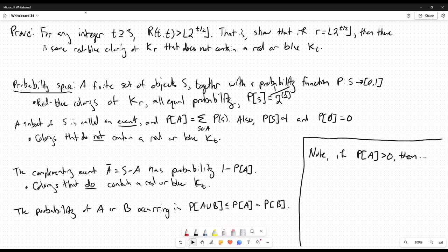And we'll actually get to that later. First, I want to make a note. If I have something that has a probability greater than 0, what does that tell me? Well, what it tells me is that when I'm taking this sum, there had to be at least something in that sum. So that tells me that A is non-empty.